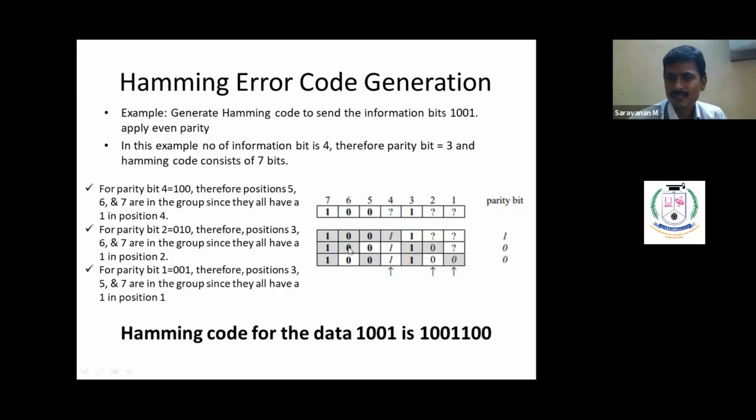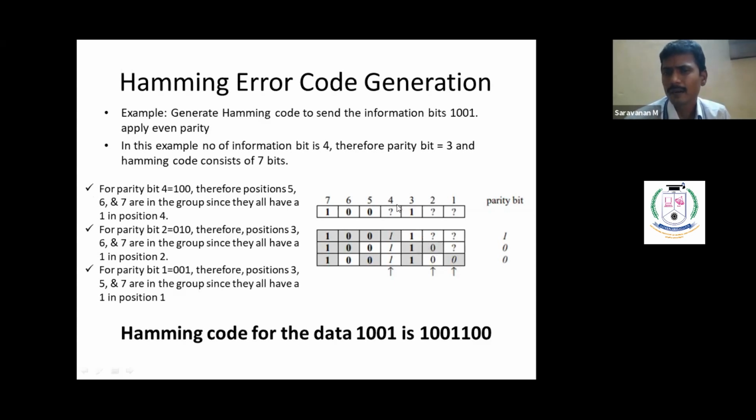Similarly, for finding this value, we have to consider the position of this and this. See, 1 is here, 0 is here, 1 is here. All these three together have an even number of ones, because 1, 1 is here, so we get an even number of ones and we put 0 here. Similarly, for this one, consider positions 3, 5, and 7. The values are 1, 0, and 1, so we have an even number of ones, so put 0 here.